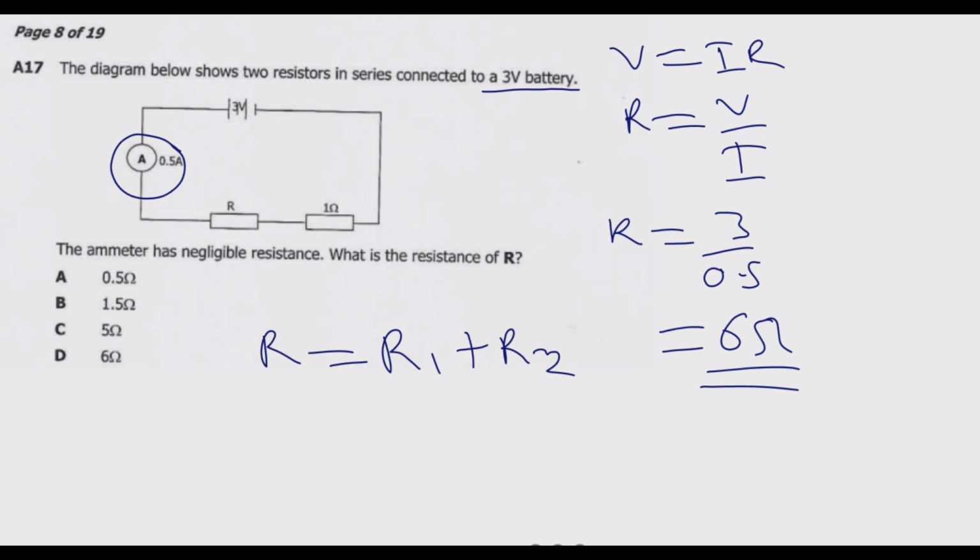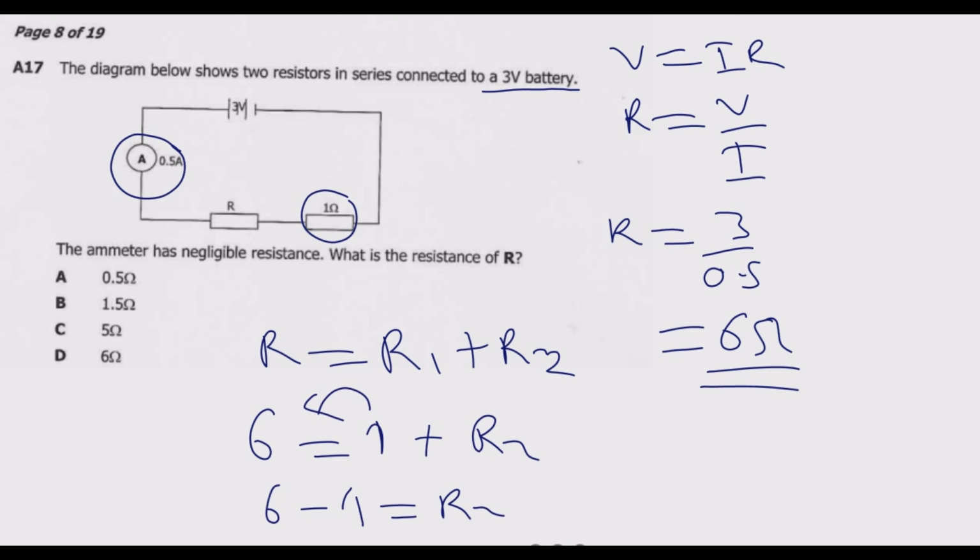Okay, so we know this is 6, and we know this is 1. Then to find R2, it is 6 minus 1. Remember, when this one crosses the equal sign, R2 is basically equal to 5 ohms. So 5 ohms is basically the resistor, which is C.